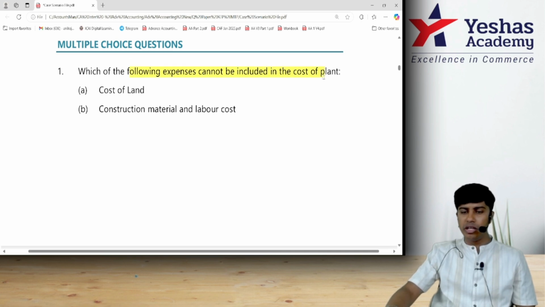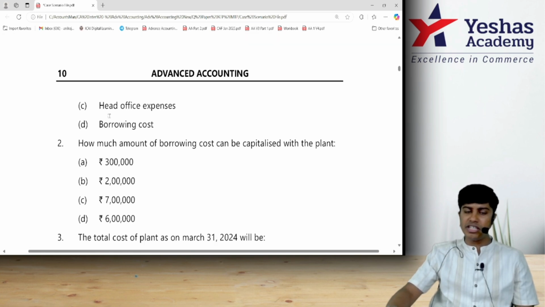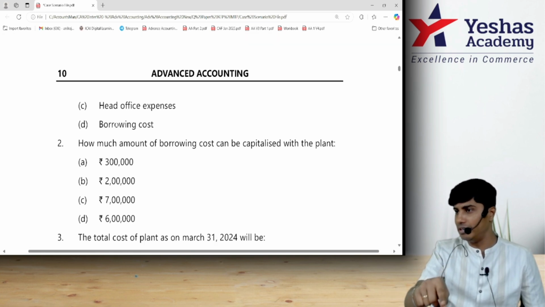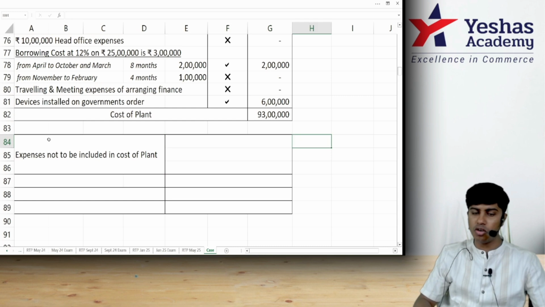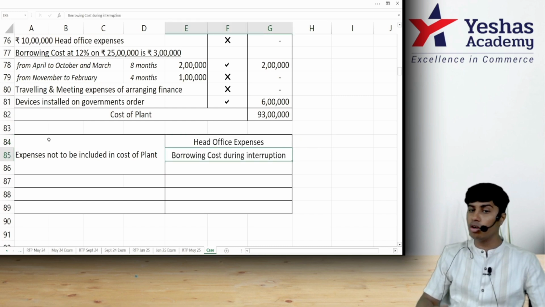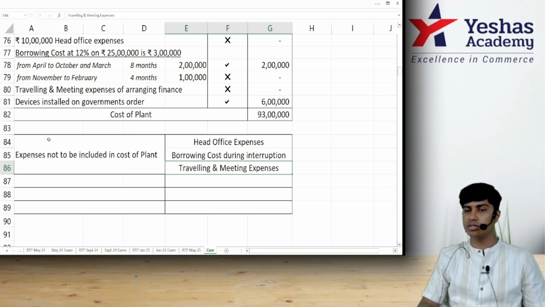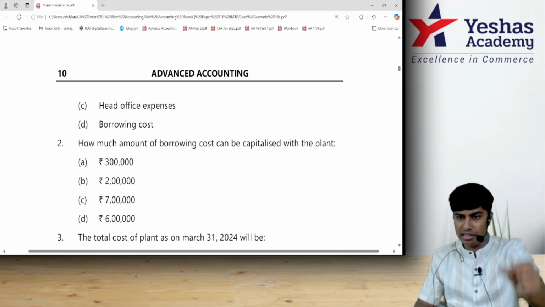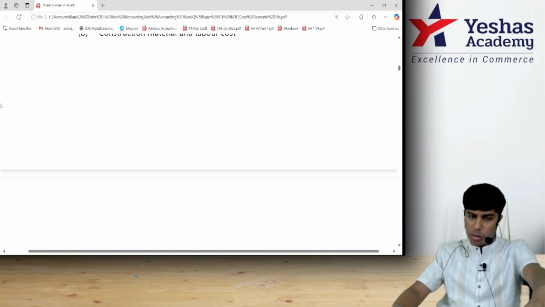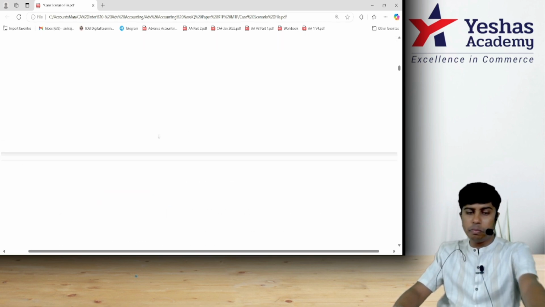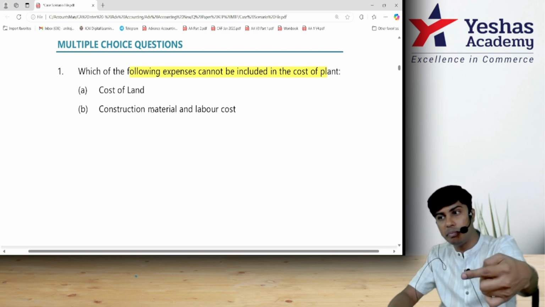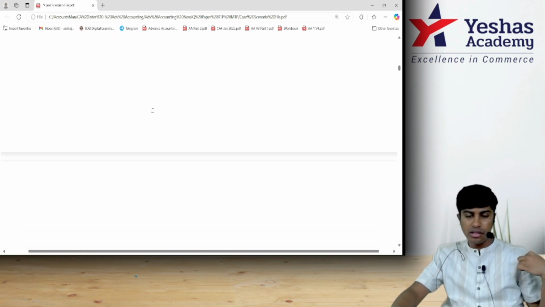Which of the following expenses cannot be included in cost of the plant? Cost of the land can be included in the cost but cannot be depreciated. Construction material can be included and will also be depreciated. And head office expenses, this will not be. Borrowing cost is included partly. So among them, the easy pick option is head office expenses. But for you to know what items cannot be included: you cannot include head office expense, you cannot include borrowing cost during the interrupted period, you will also not include traveling and meeting. Cost of the land will be included in the cost of the plant, but for depreciation it will not be. So among the options given here, the answer is head office expenses, which is completely not included, not depreciated. Don't pick land. Why? Land can be included, but for depreciation we will exclude it. Understood that? Come to the next one.